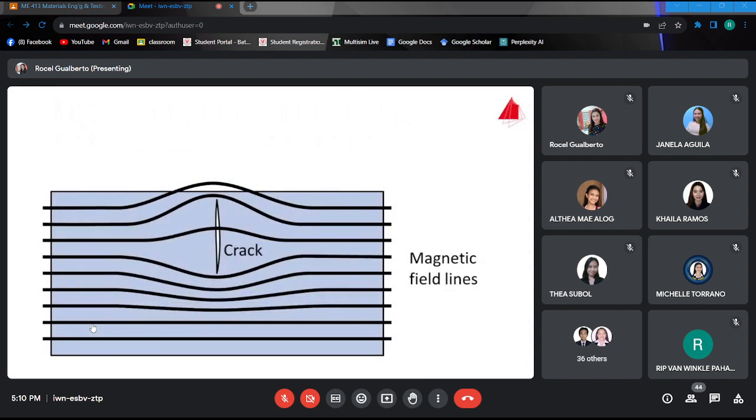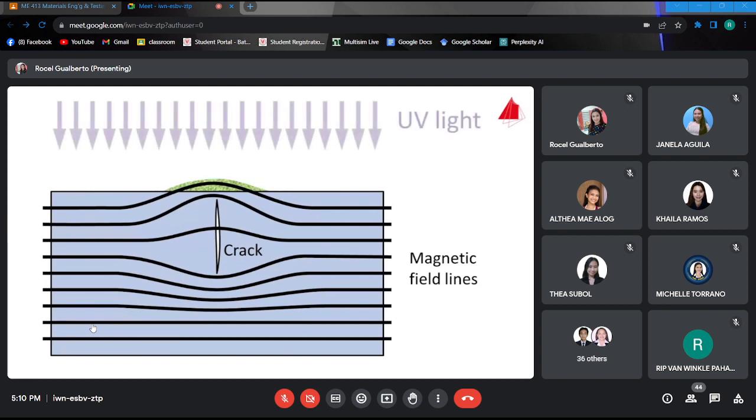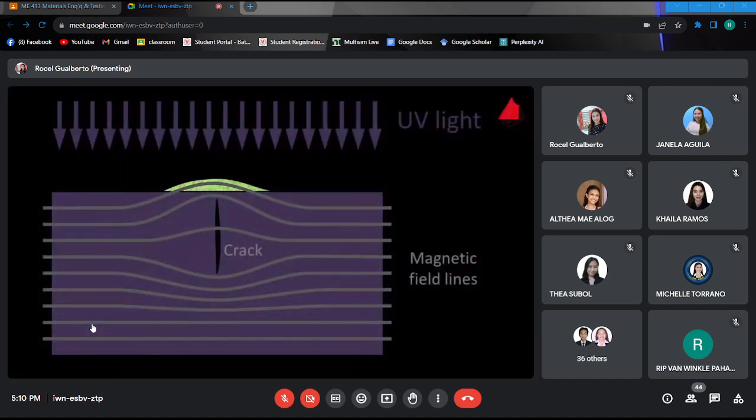Even cracks can be detected that are not open to the surface but just below it, as long as they are not too far below the surface. But one precondition must always be fulfilled. The magnetic field lines must be perpendicular, or at least at a certain angle to the defect. Otherwise there will be no leakage field and the defects remain undetected.